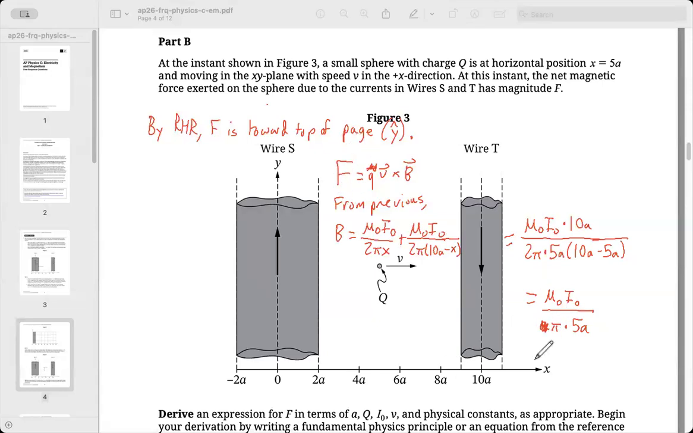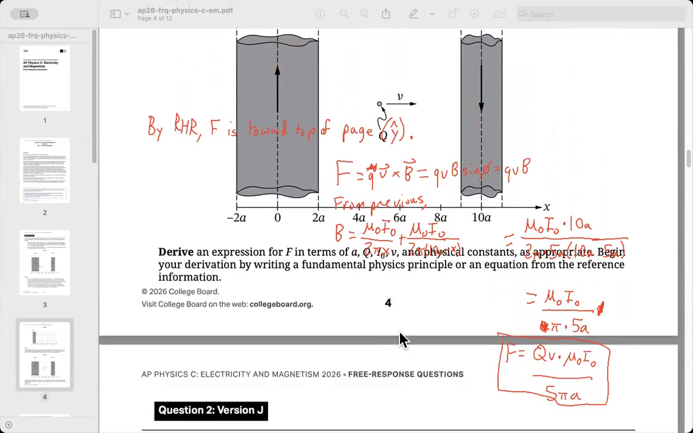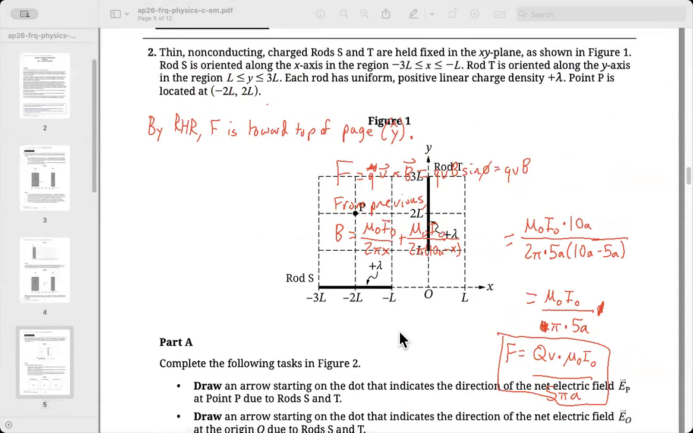And then to solve for the force, we have F is equal to Q times V times mu naught I naught over 5 pi a. And we're also going to have QV cross B is equal to QVB sine phi equals QVB here, because the magnetic field is into the page and the velocity is to the right, so they're perpendicular. Okay, first question done. Very nice.